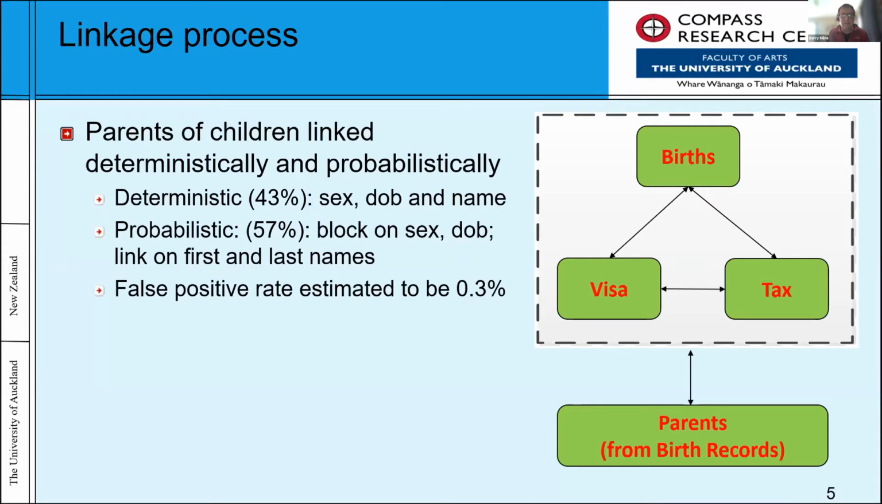Their estimates of false positives in the entire birth data set is around about the 0.3% mark. And work that we've done as well coheres with that, suggesting it's between 0.1 and 0.5%. So pretty good, but not perfect.